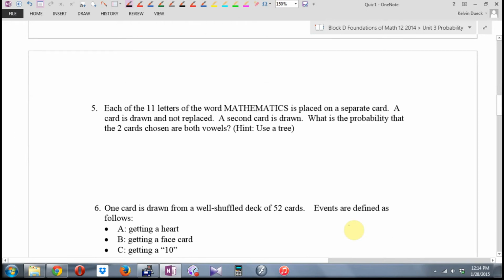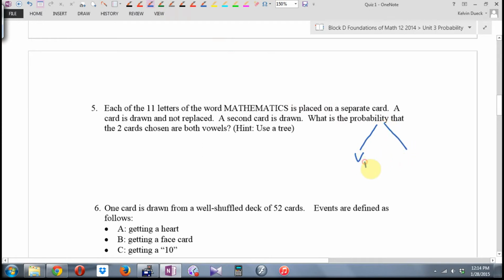Each of the 11 letters of the word mathematics is placed on a separate card. A card is drawn and not replaced. A second card is drawn. What's the probability that they're both vowels? Okay, and it said hint, use a tree. How many cards are we drawing? 2. That's how I know to use a tree. So it seems to me my tree is going to look like this.